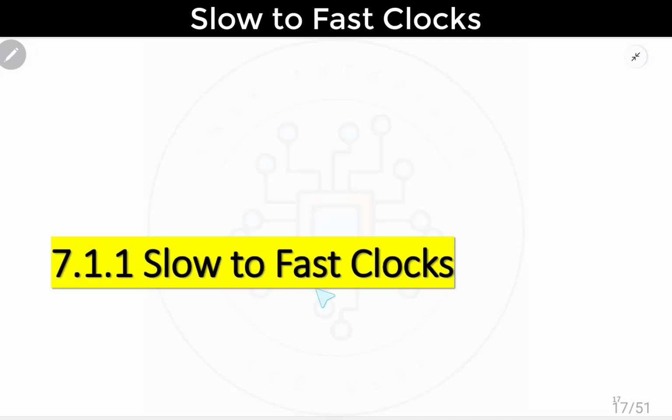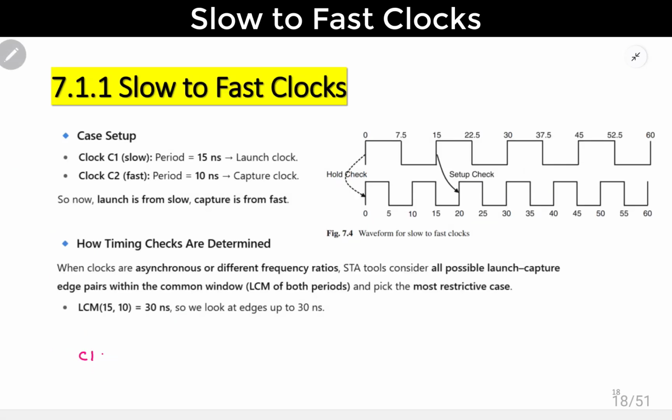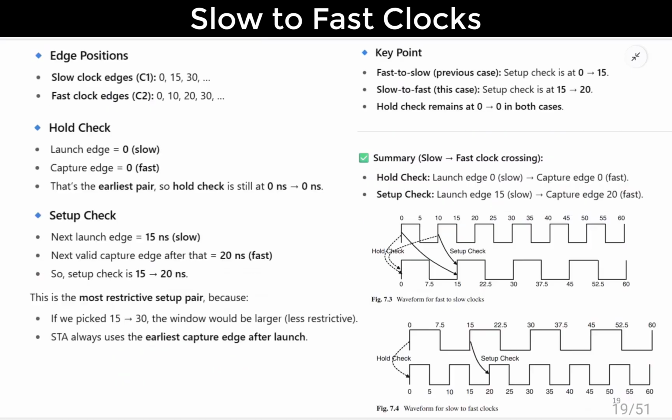Next, let us see the slow and fast clock. Here C1 is slow, C2 is fast. C1 time period is 15 nanosecond and this is 10 nanosecond. If you take the LCM of this, you will get 30 nanosecond. Now among this, we need to check at which point setup will be calculated and at which point hold will be calculated. So we are going with this slow and fast scenario.